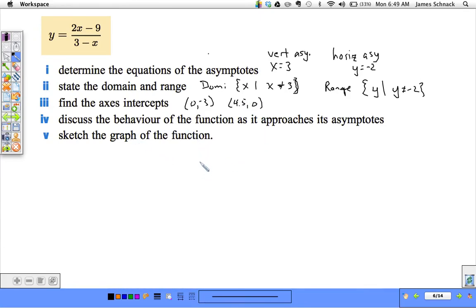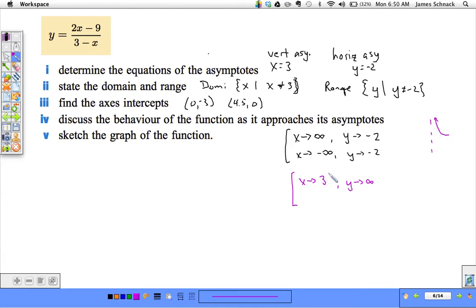Discuss the behavior of the function as it approaches its asymptotes. So as x approaches infinity, y approaches negative 2. As x approaches negative infinity, y also approaches negative 2. And then we talk about what happens as x approaches its vertical asymptote. As x approaches 3, y is going up. There's our asymptote.